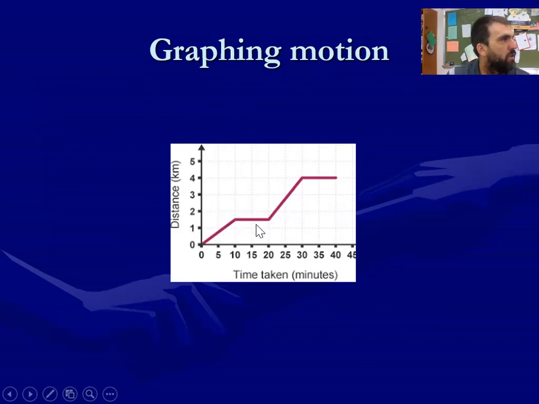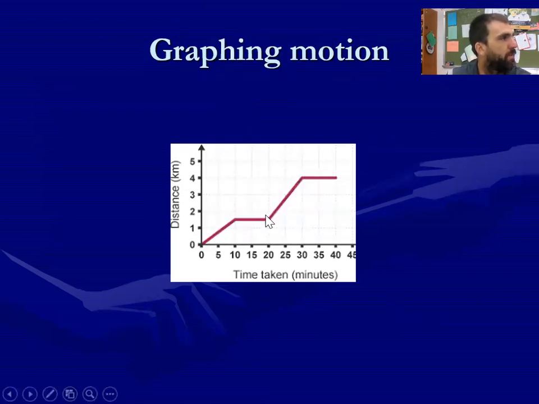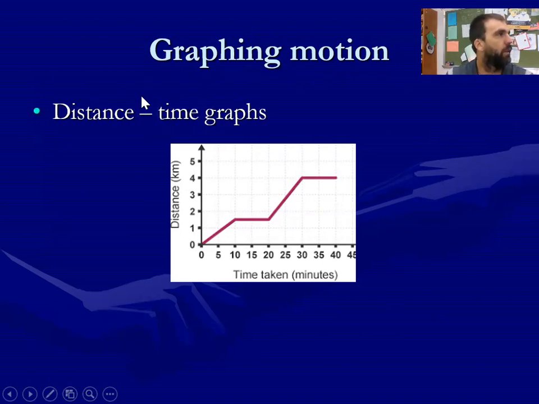From 20 to 30, what's happening? He's speeding up, okay? And he's going at a constant speed, isn't he? He's going at a constant speed because that's a straight line, correct? If he was going at a non-constant speed, it would be a crooked line, okay? And then what about from 30 to 40? He has stopped again, isn't he? That's a distance time graph. He stopped. He speeds up. He stops. He speeds up. He stops. That's graphing motion. You'll have to answer questions about that.